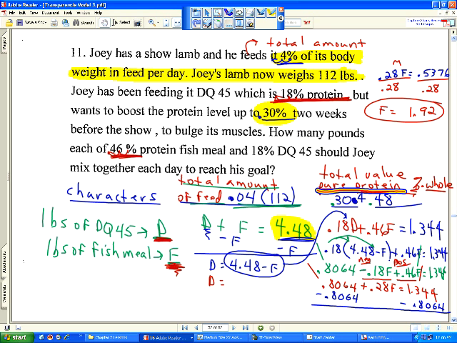Not good. Anyway, so we get 4.48 minus 1.92. And so we get the number of pounds of DQ45 is 2.56. Thank you. So 2.56 pounds of the original sweet feed DQ45 and 1.92 pounds of fish meal. That's almost half and half, which would be a very tough flavor.